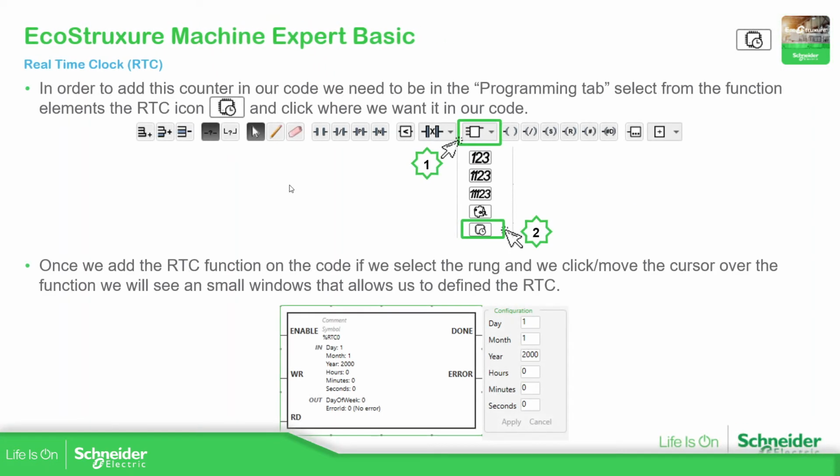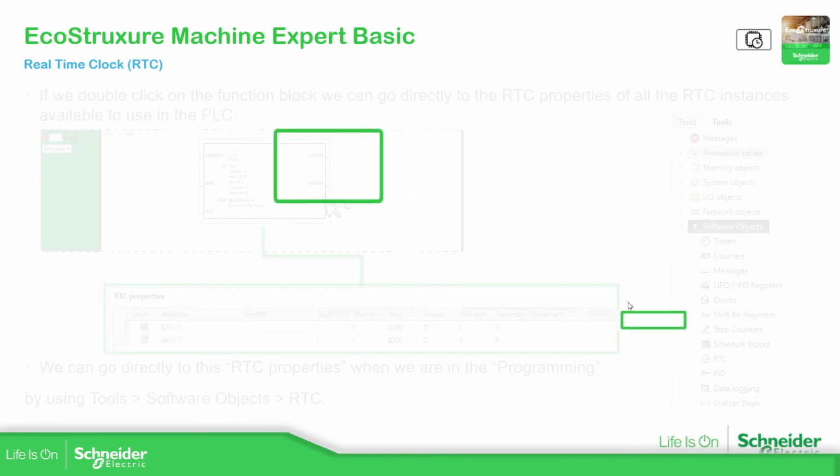Now, how can we use the RTC function block in our PLC? We need to go where all the function blocks are located and then select this one that has a small clock. Click and then select where you want to put it in your code. And when you move around this function block, you can see this pre-configuration to set the date and time in your controller.